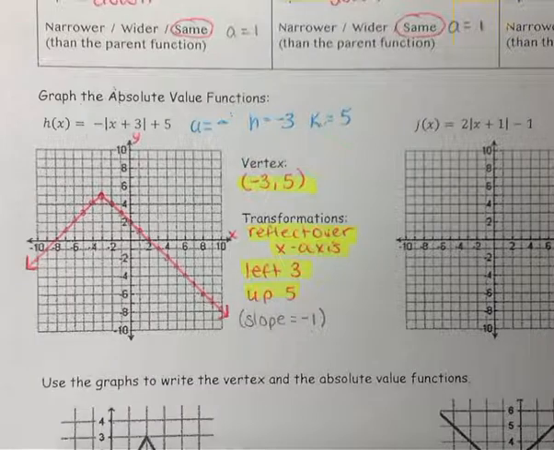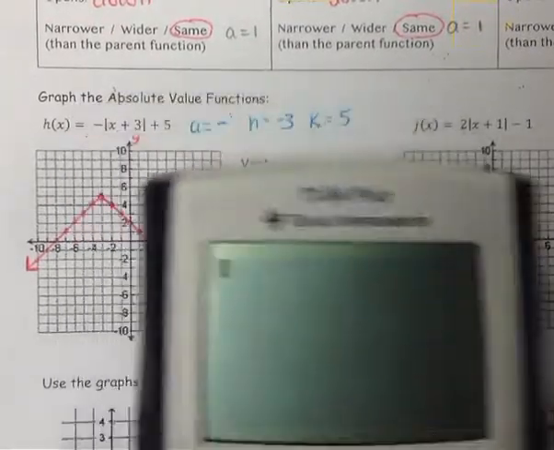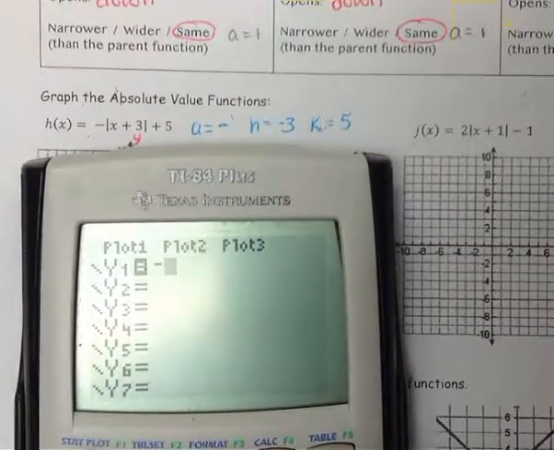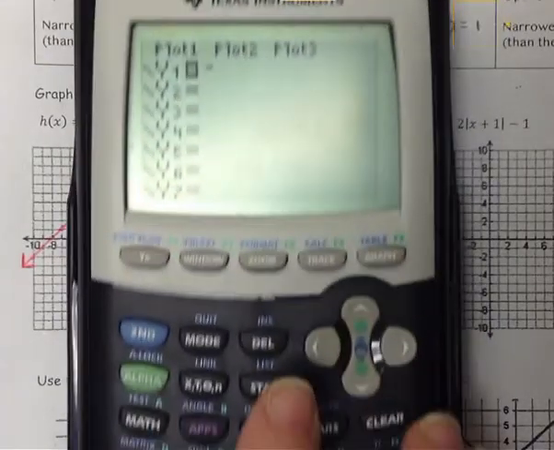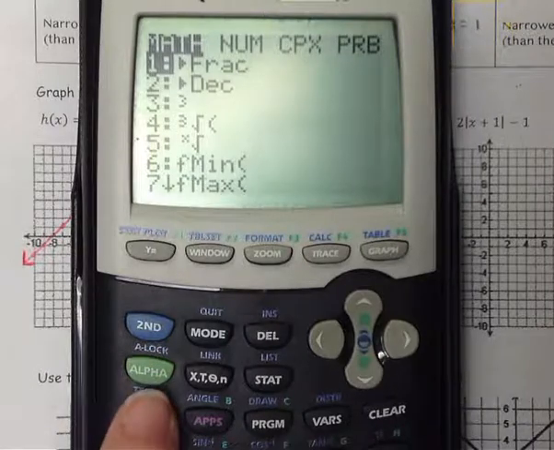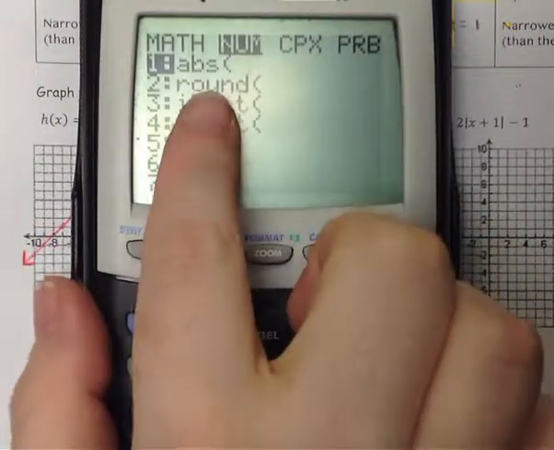Now to show you this in the calculator, I'm going to turn my calculator on. I'm going to go to my y equals. I have a negative. Now I want to find the absolute value button. So I actually go to the math button here because if I don't know where something is, I should go to the math. I want to go over to number. The first thing says ABS.